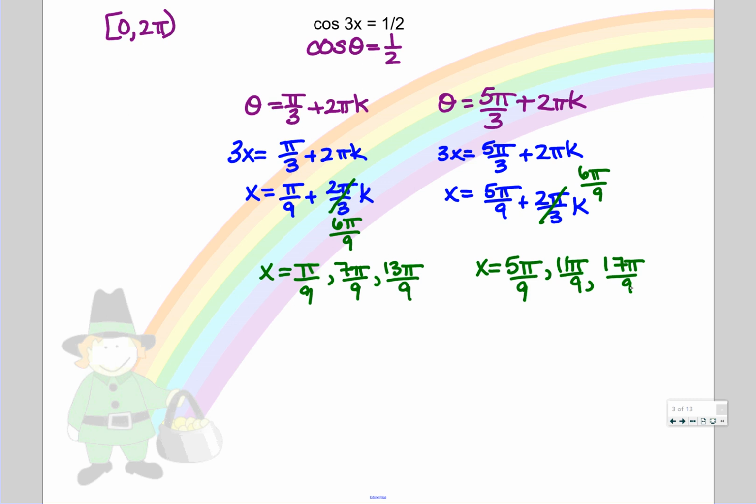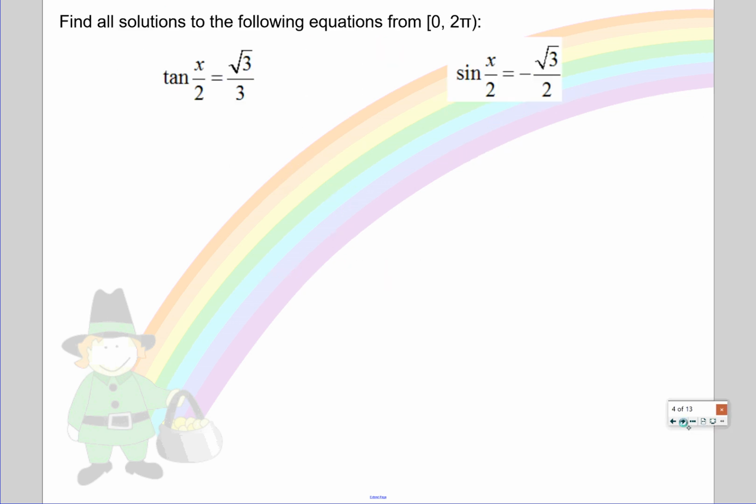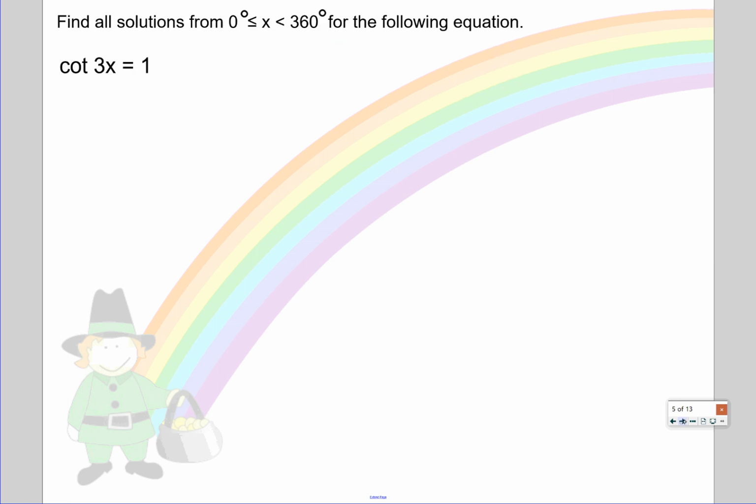Okay. Questions there? Okay. All right. Let me see if there's one for you guys to try on here maybe. Hey, why don't you guys try this one? Flip ahead a little bit. Cotangent 3x equals 1. And here we want all answers between 0 and 360.